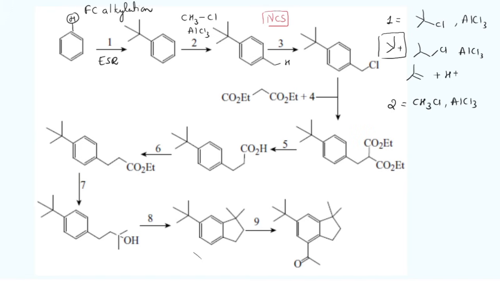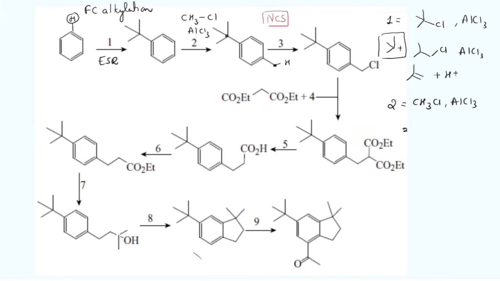N-chlorosuccinimide. What is N-chlorosuccinimide? It is a chlorinating reagent that specifically replaces hydrogen at the allylic or benzylic position. Therefore, here we don't have any other hydrogen, right? The benzylic hydrogen is only present here. Hence, it's going to form the benzyl chloride.